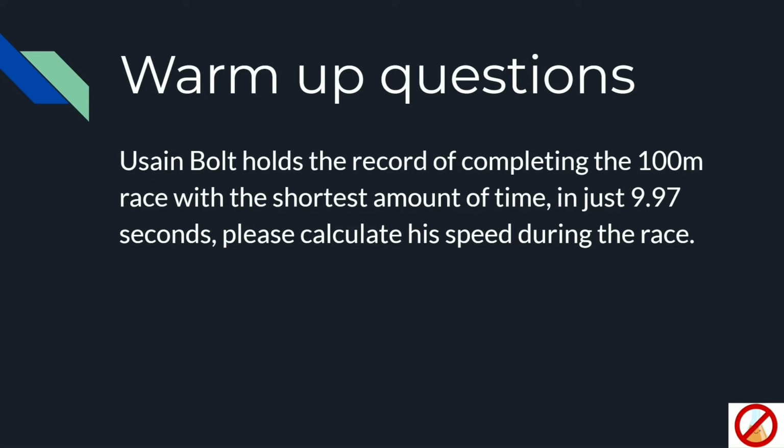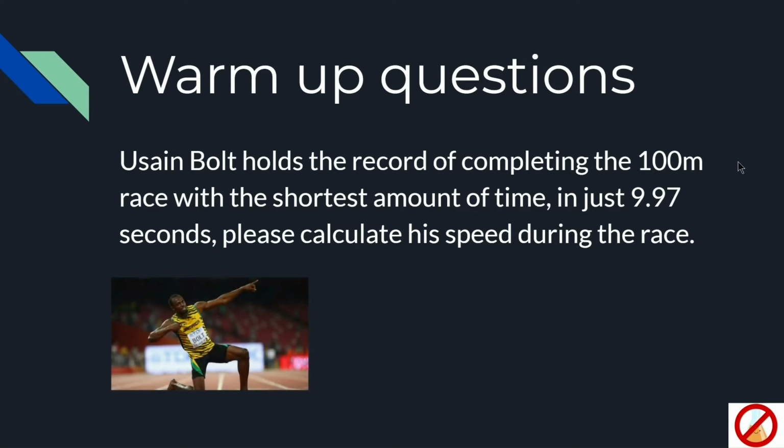I bet everyone knows Usain Bolt. He's the fastest runner on earth. They said Usain Bolt holds the record of completing the 100-meter race in the shortest amount of time, just 9.97 seconds. So can you calculate his speed during the race? Pause the video right now. A nice little warm-up question just for you to get familiar with the speed formula. I'll check back later. Okay, I hope you found that really straightforward.